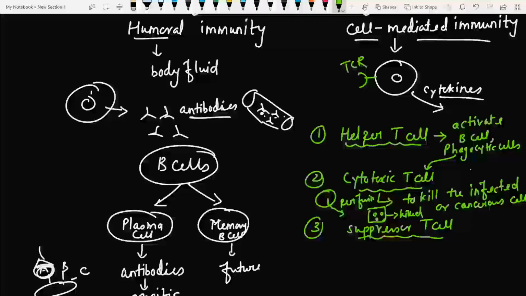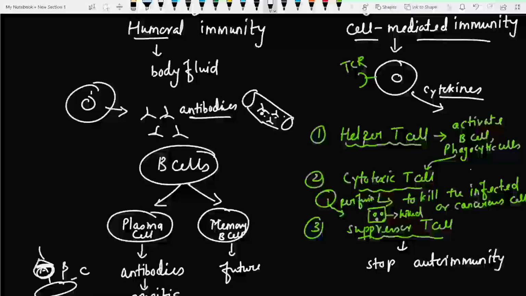Now the suppressor T cell is a kind of check, so that it should stop autoimmunity. To stop autoimmunity means the defense system, our cells, should not kill our own cells. It should not recognize the own antigen. So basically, it is to check the cell. It will suppress the cells which are acting against our self cells. So it will stop autoimmunity basically. Okay, so we have three kinds of these cells.